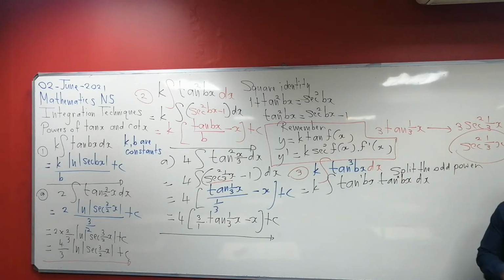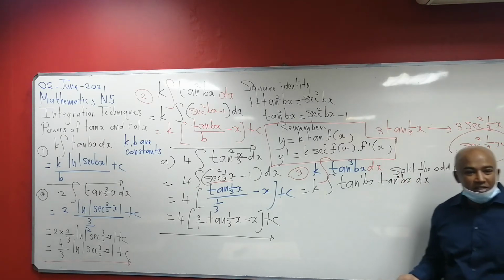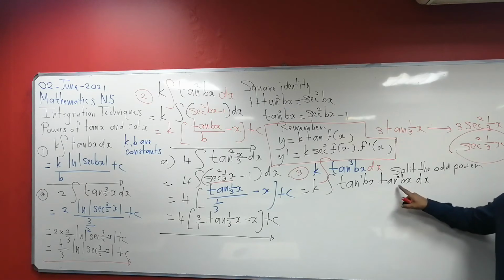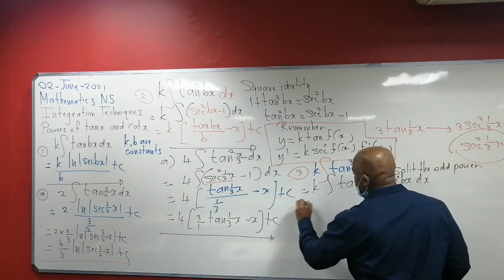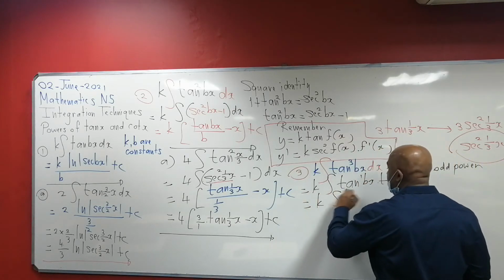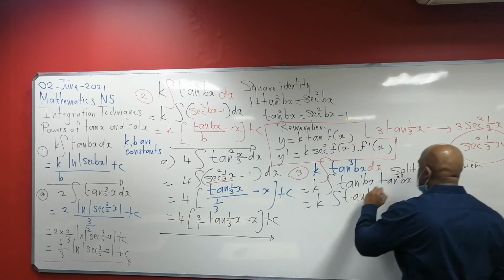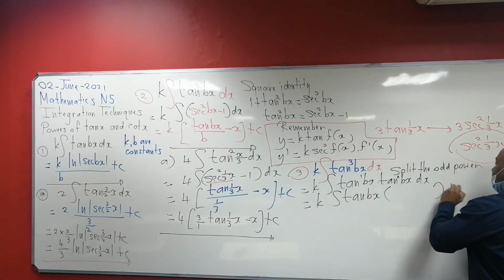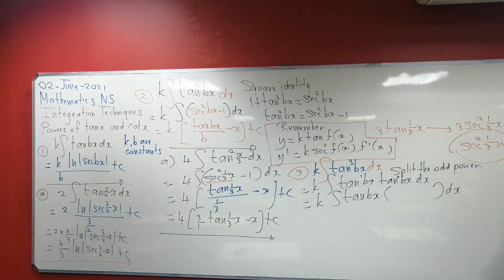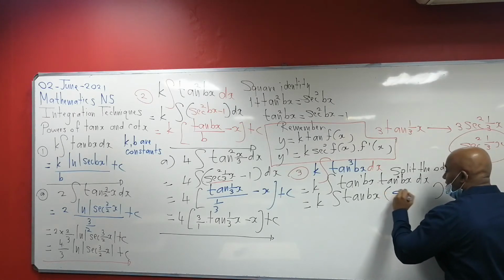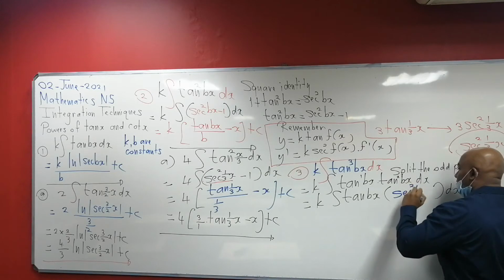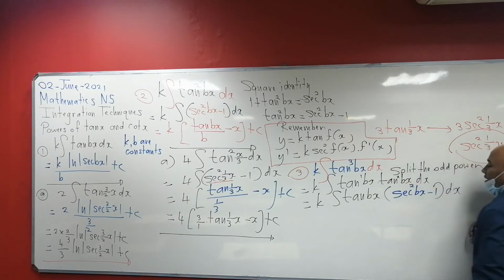So now I split my odd power. What do you think I'm going to do next? I got tan squared. I'm going to use my square identity here. So this is equal to k the integral of tan bx, rewrite tan squared as sec squared of bx minus 1.